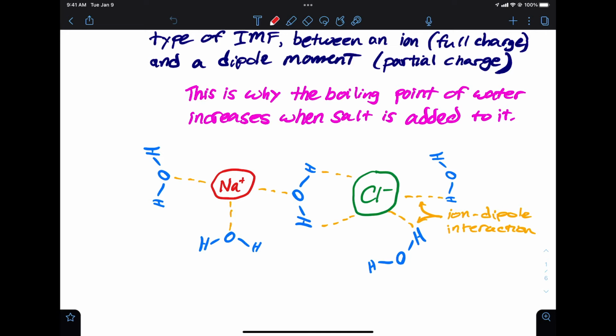And again, they're strong because they involve a full charge. Those ions provide a lot of attractive electrostatic interaction. But it's weaker than the ion-ion intermolecular force because it's a partial charge, not a full charge.